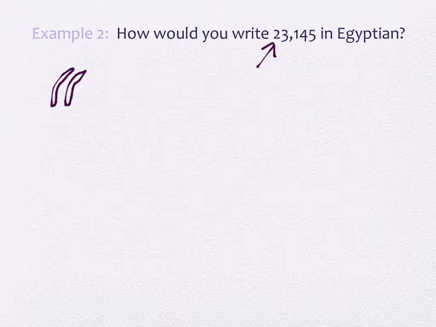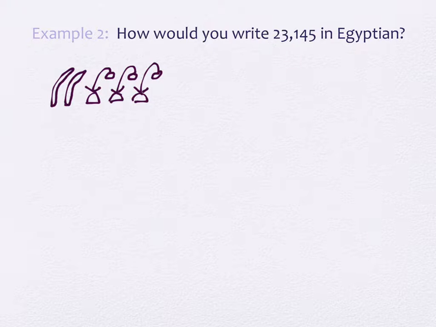How about the 3? What is that in the place value of? The thousands, which is the lotus flower. So I need 3 lotus flowers. How about the 1? What is that the place value of? A scroll. So I need just 1 scroll. The 4? The heel bones. And the 5? The staffs.